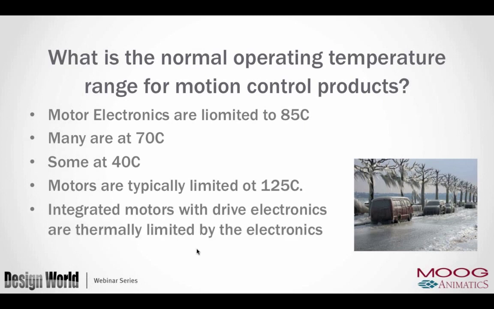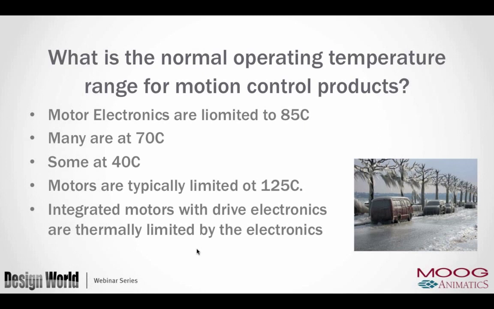Okay, integrated motor drives are thermally limited by those electronics. That means if you have a 125 C motor, you actually have a reduced torque continuously because you only allow it to heat to 85 C. However, if you look at our torque curves, they are rated at 85 C. So what you see is what you get with regards to those.